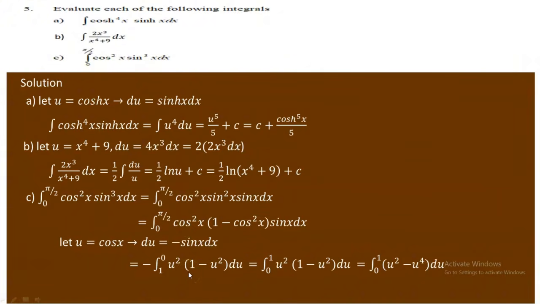But from the property of this integration, we can reverse the limits and have positive, from 0 to 1, u squared times 1 minus u squared du, because this is negative, we can reverse it. And this makes what? u squared minus u to the power of 4 du. And we know this is u cubed over 3 minus u to the power of 5 over 5 from 0 to 1. As you substitute this, what you get is 2 over 15.